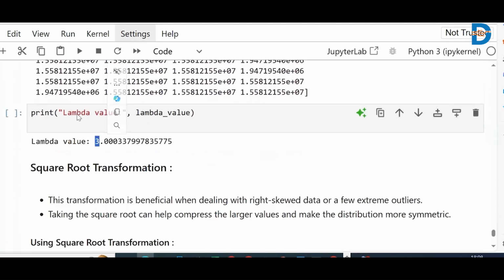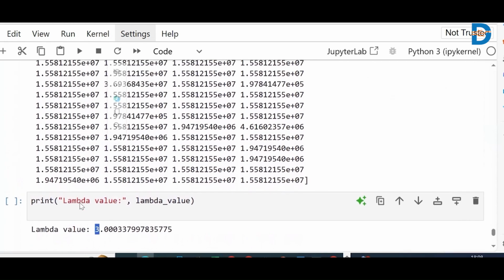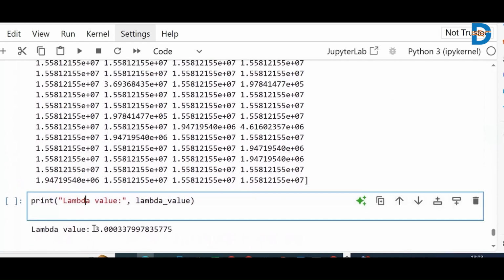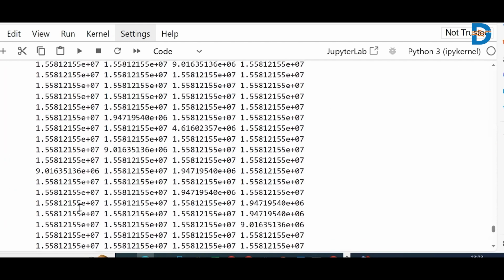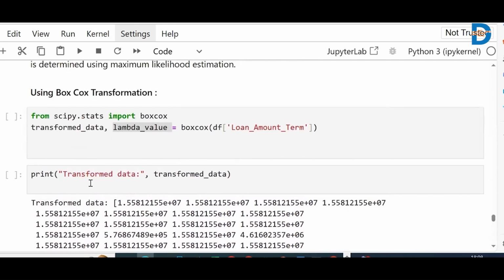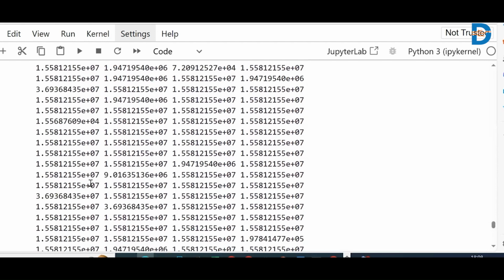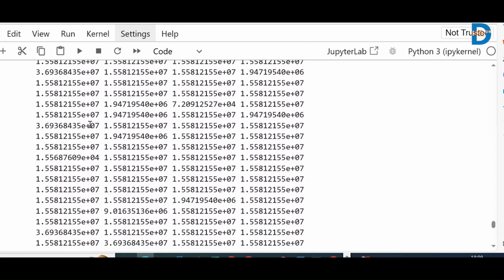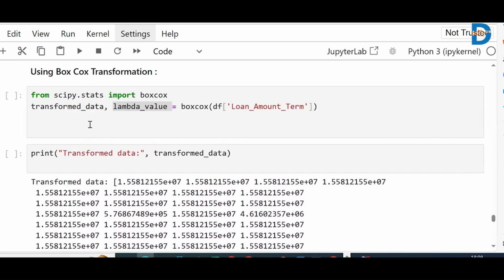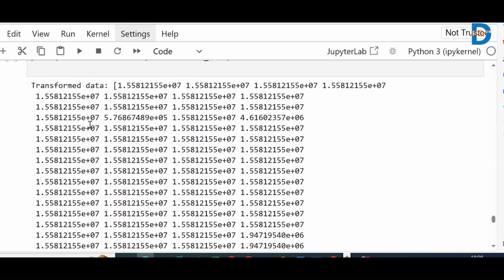If the lambda value is 1, again, it means it is already normally distributed. Here, the lambda value is 3, which is a good thing. It is close to 1. So this is the Box Cox transformation. If you try to plot the graph, you'll get a graph very close to a normally distributed graph. Thank you for watching the video.